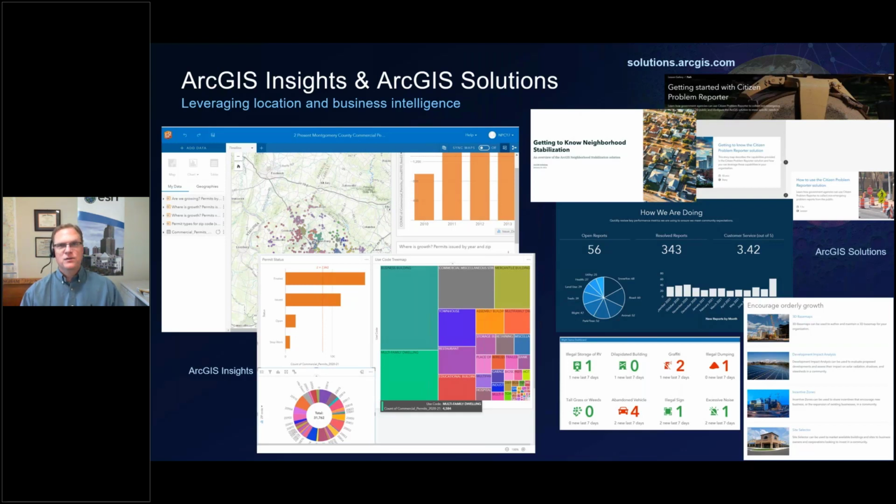Again, nothing terribly difficult. I took a spreadsheet that was available on an open data site, dragged and dropped it in, and was able to create a map of the permits within the area, a use code tree map, and see the status of permits and so forth. So think about that from the standpoint of huge data sets, being able to gain business intelligence from them. That's what ArcGIS Insights can do for you. And again, that's also an add-on just within ArcGIS Online.